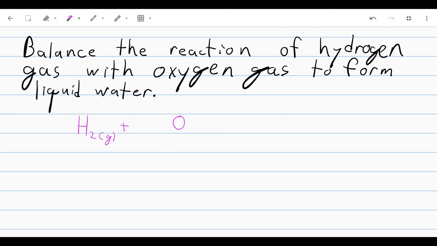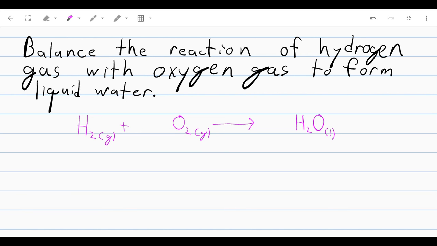So I know I have hydrogen gas reacting with oxygen gas. Remember, both molecules are diatomic, so it's H2 and O2, not H and O. And this is reacting to form water. You'll also notice I've written the states for all of these down. That's very important, and it's a good habit to get into now.